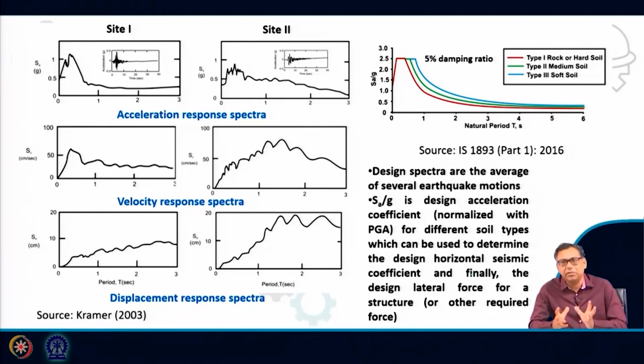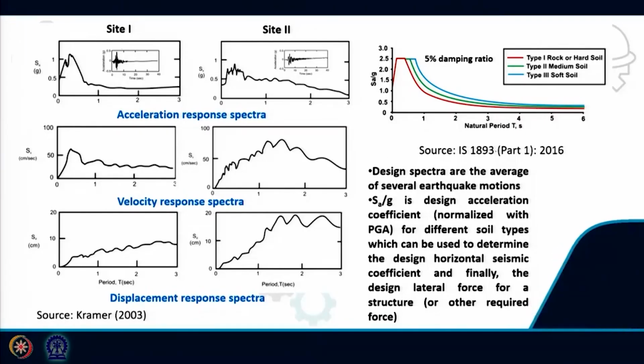From there ultimately you will get the lateral force, or the earthquake seismic force, or the other required forces that you need, from that response spectra curve. From there you will get the SA by g. That is your design acceleration coefficient for different types of soil, and that can be used to determine the design horizontal seismic coefficient, and finally the design lateral force or the seismic force that is acting on that particular structure.